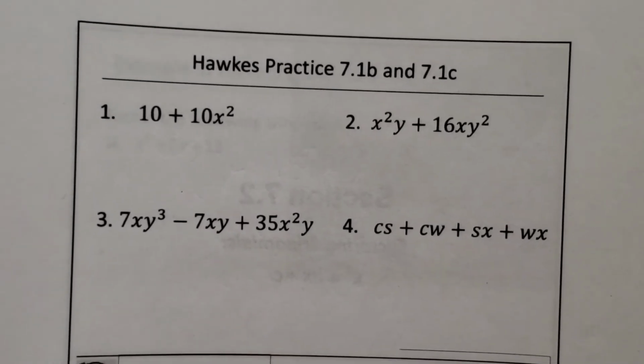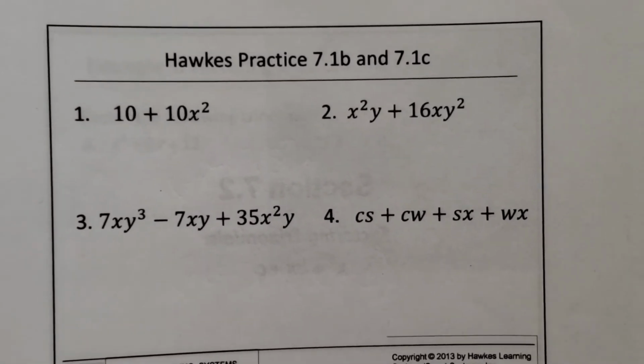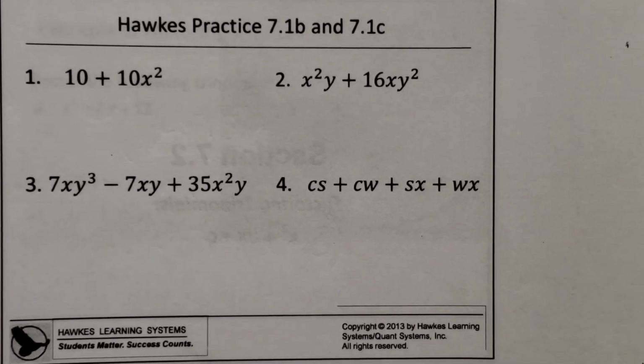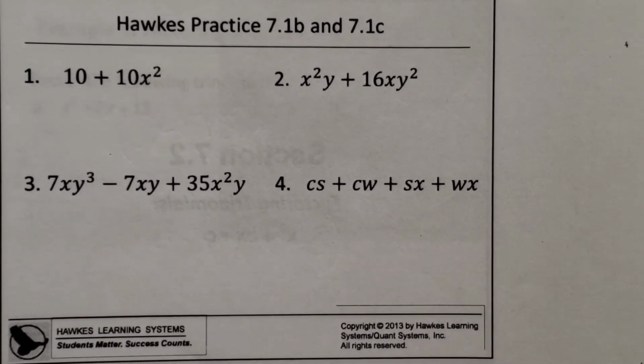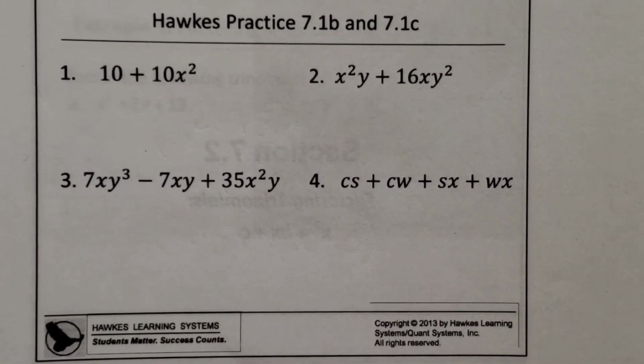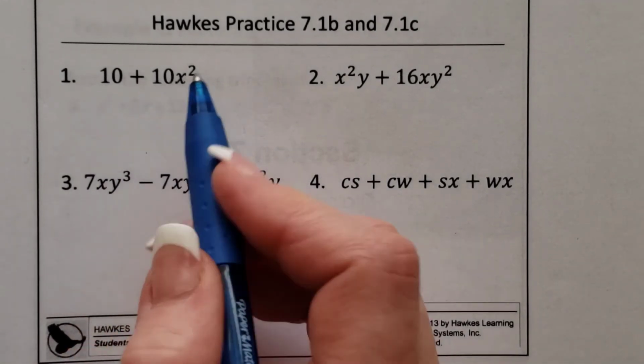All right, so these were some of the Hawks problems that I found when I was completing this section. So look at number 1. The question is, what are my common factors? What do they both have in common? Well, the answer is 10.